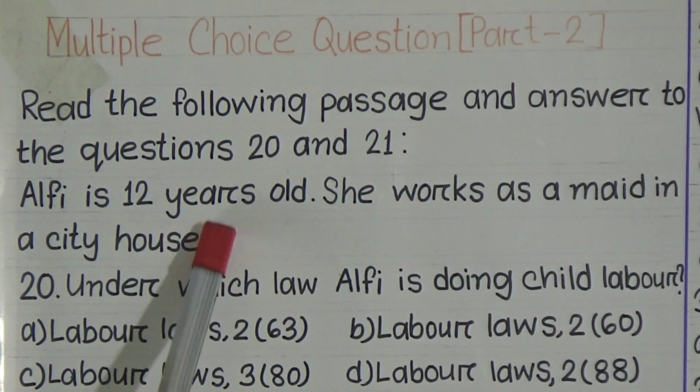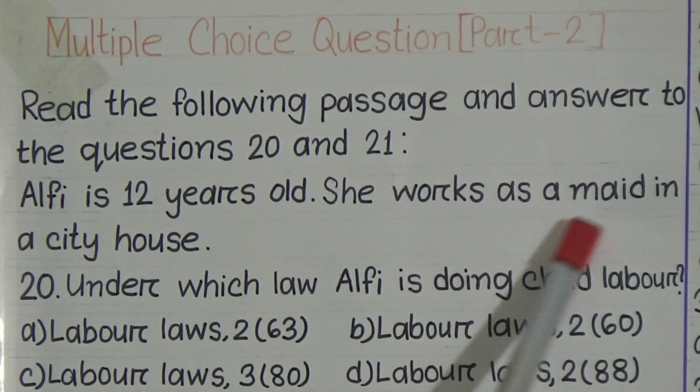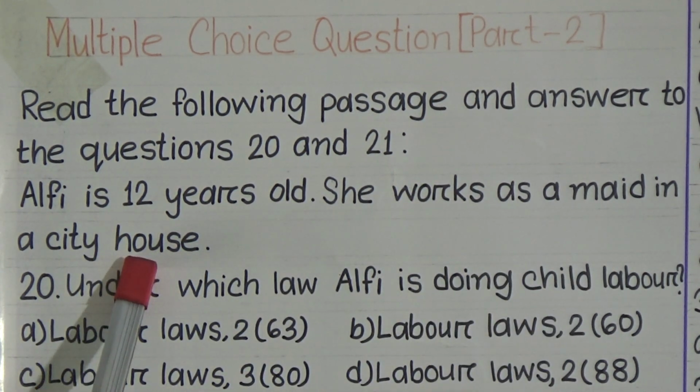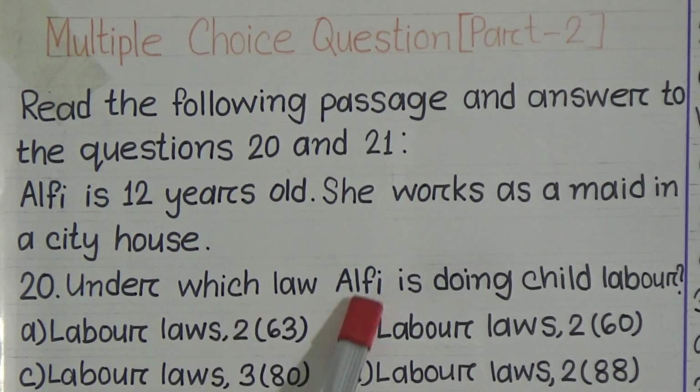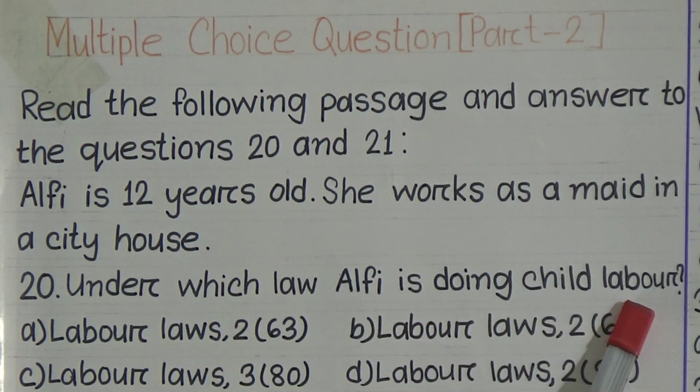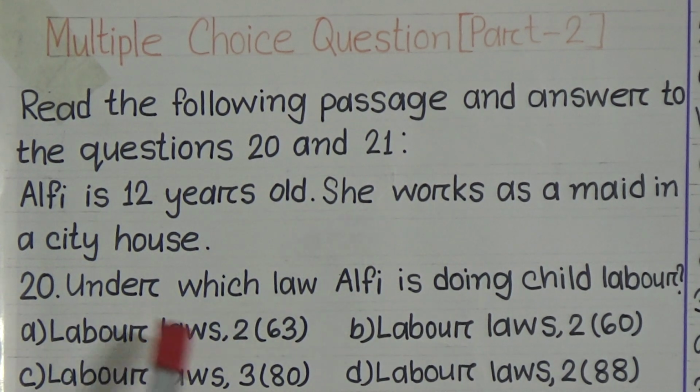Alfie is 12 years old. She works as a maid in a city house. Now question number 20. Under which law is Alfie doing child labor? Options are Labor Laws 263, Labor Laws 260, Labor Laws 380, Labor Laws 288. Students, can you guess which one will be the correct answer here?